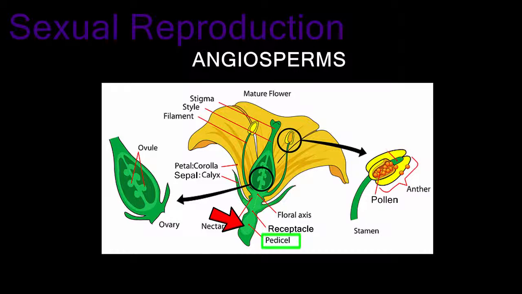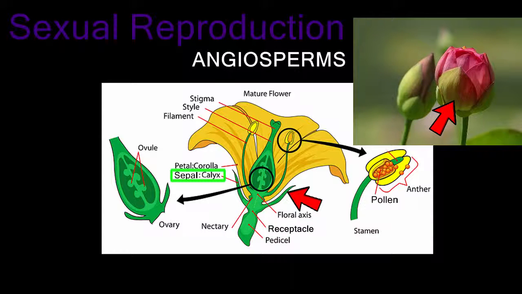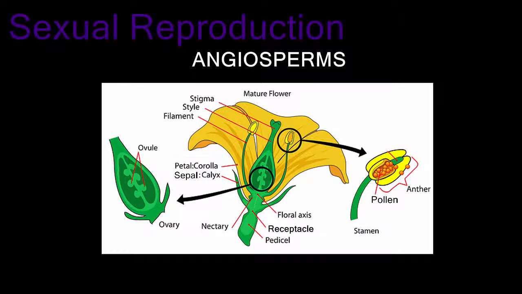The stem of the flower is called the pedicel. It supports the flower on the plant. The receptacle is the enlarged end of the pedicel from which the flower emerges. Small leaves called sepals protect the flower before it opens. The ring of sepals is called the calyx. Inside the sepals are the colorful petals that serve to attract pollinators to the flower. The ring of petals is called the corolla.